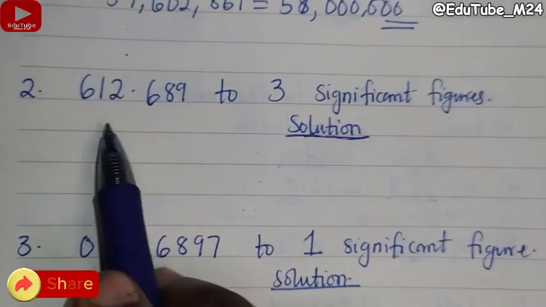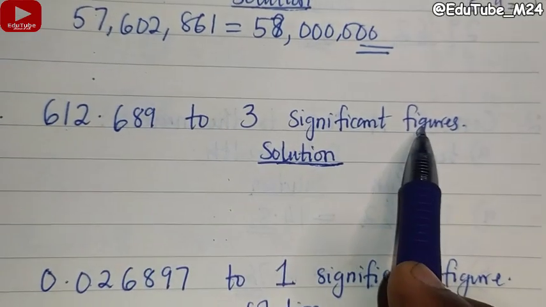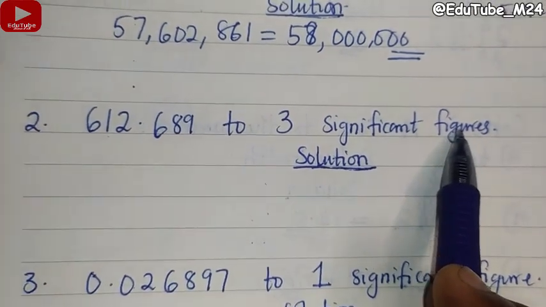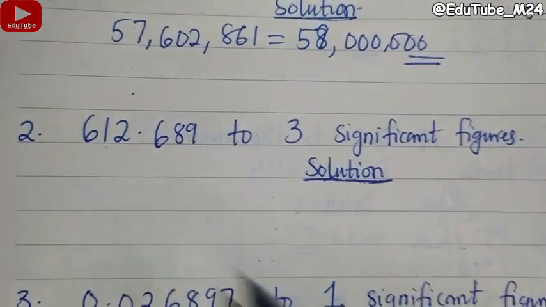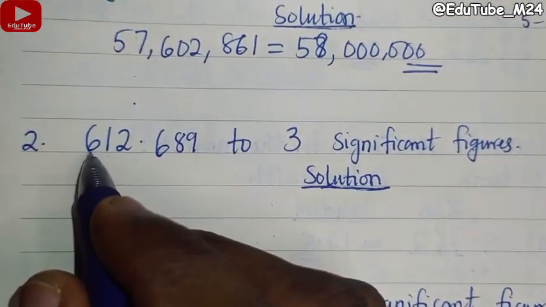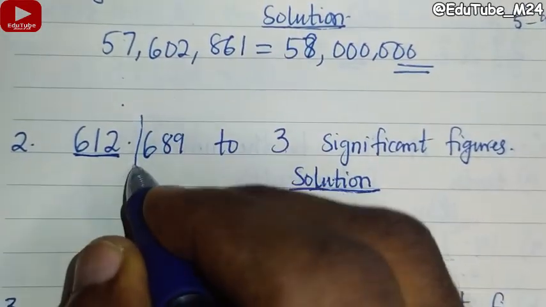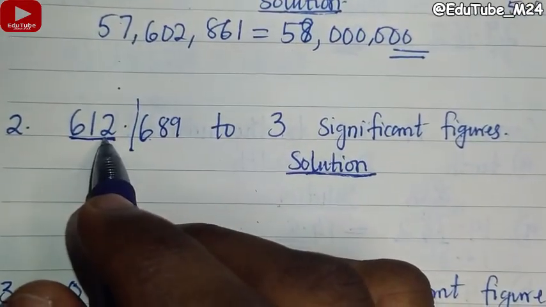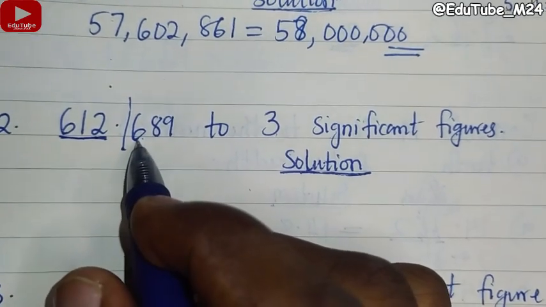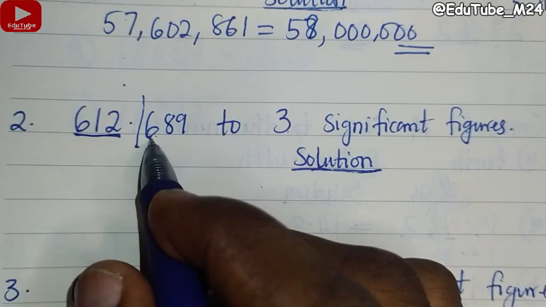Then the second example is 612.689 to three significant figures. Don't forget, all figures are significant or are meant to be considered first except what? 0. So three significant figures means we count the first three digits, and the rest of the figures will be evaluated to 0. However, we will also consider whether the nearest number is between 0 to 4 or between 5 to 9.